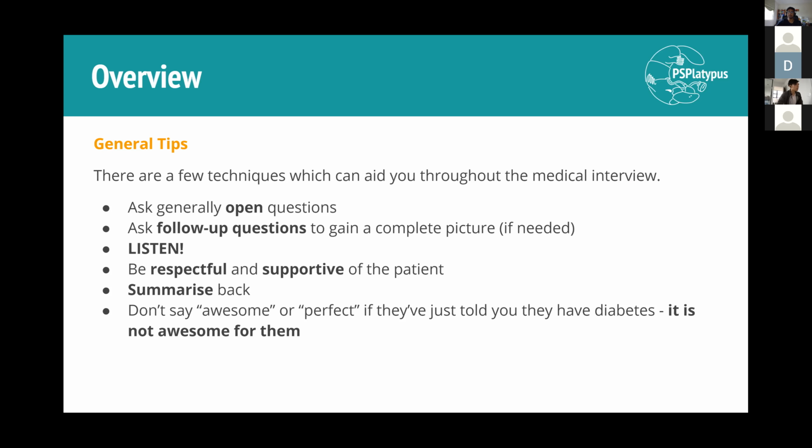And listen, so let the patient talk. Patients generally won't ramble on and on in your OSCEs or clinical skills assessments, so just let them tell you the stuff, because it'll usually all be useful to you. Of course, be respectful and supportive. Summarize back. This is usually done at the end of the medical interview, but you can also do it at intermediate points if you feel it's necessary. You basically look at the patient and say, okay, so you've told me blah, blah, blah.